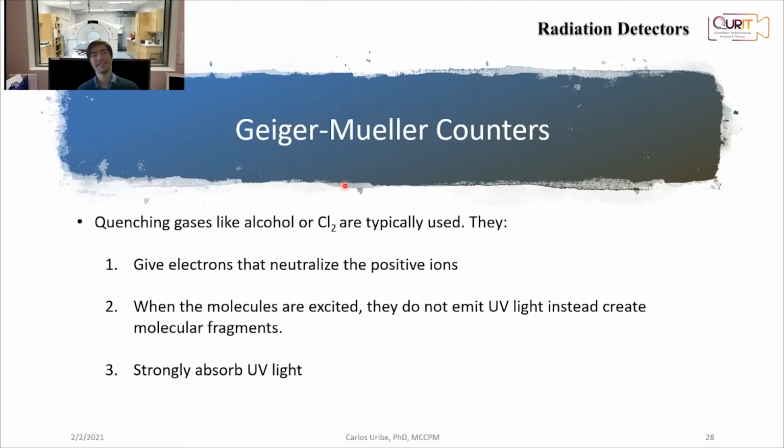Now, if the molecules of the quenching gases are excited, one very good thing is that they are not going to come back to the ground state emitting UV light. They will instead create molecular fragments. They're going to fragment themselves. And a third characteristic is that these quenching gases strongly absorb UV light. So this UV light, instead of causing more ionizations, is going to be completely absorbed by the quenching gases, and that's going to stop the avalanche.